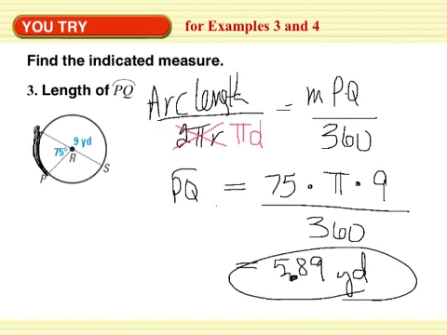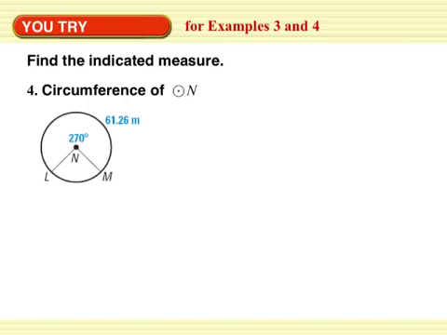Okay, got the answer. Notice that our circumference part is always 2 pi r, but here our measurement is in a diameter, so I didn't use 2 pi r, I used pi d. Alright, here we're trying to find the circumference. Circumference is pi d, or 2 pi r.